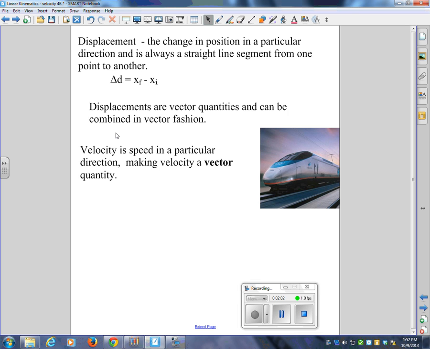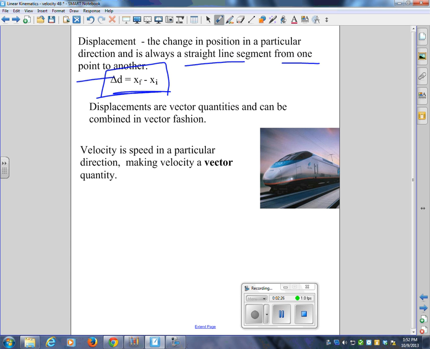Okay, so now what's displacement? Displacement is the change of position in a particular direction and is always a straight line segment from one point to another. And you've seen this many, many times. Delta D is xf minus xi. That is a formula you're going to need. Final position minus initial position.